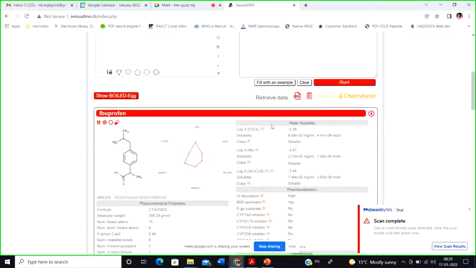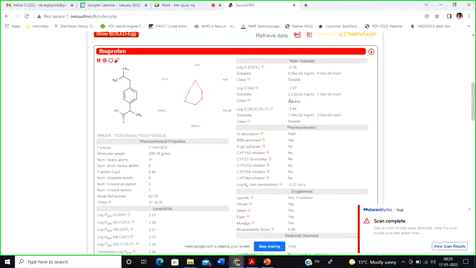So after this lipophilicity, the next section that you have is the water solubility. Now, why is water solubility important for a particular molecule? Because mostly water is found in our body. Yes. And how does it help? It helps in solubilizing the solute.